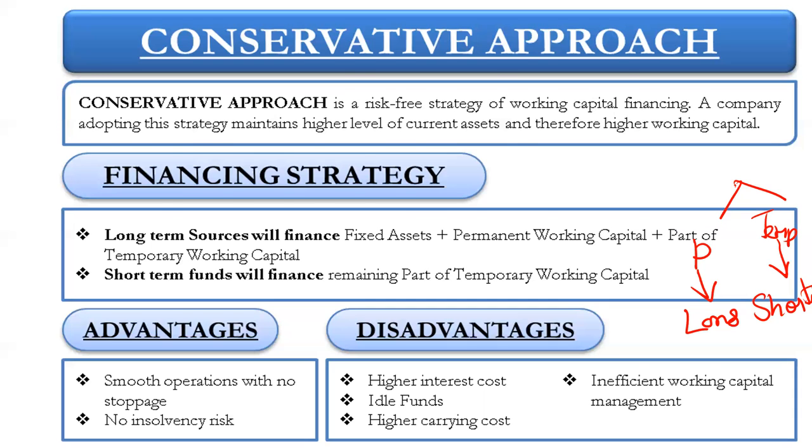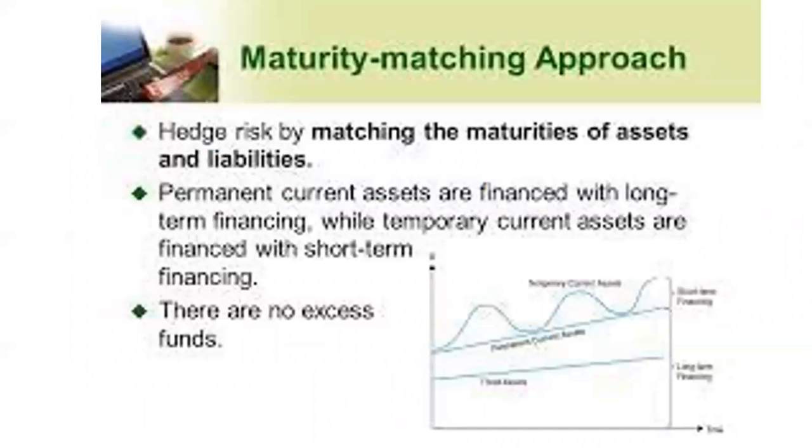Okay, let's discuss the matching approach. Maturity or matching approach suggests hedging risk by matching the maturities of the assets and liabilities. The permanent current assets are financed through long-term financing, while the temporary current assets are financed through short-term financing.